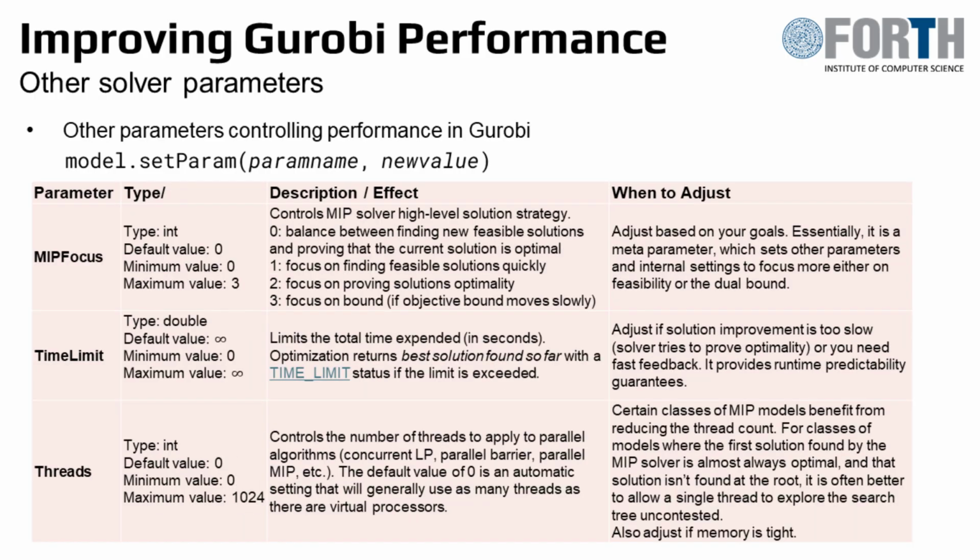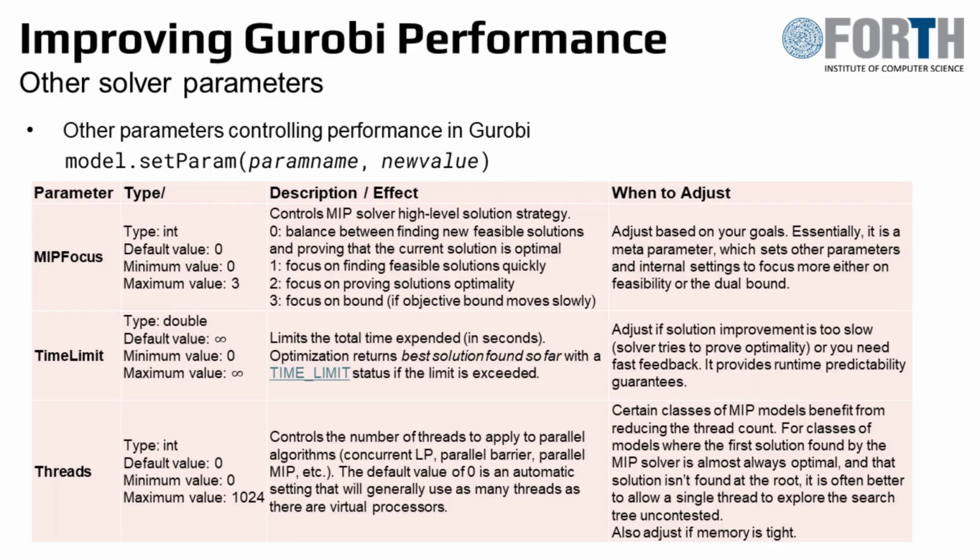After discussing presolve controls, we now move to more general solver parameters that directly influence MILP performance. Here we focus on 3 particularly important ones: MIPFocus, TimeLimit, and Threads. Let us start with MIPFocus. MIPFocus is a high-level strategy parameter. It does not control a single algorithmic detail. Instead, it adjusts several internal behaviors simultaneously in order to emphasize a particular goal. With the default setting, the solver balances between finding good feasible solutions and proving optimality.